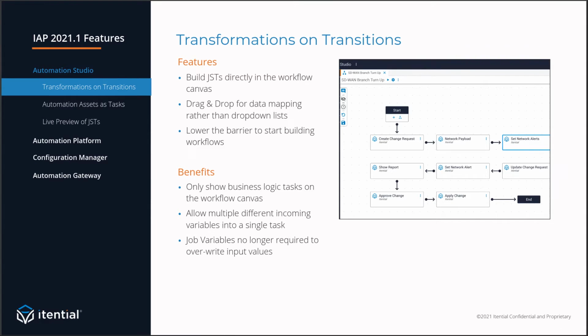And going forward, instead of having a specific transformation task here, which kind of clogs up the canvas and has more tasks than you actually would need for a workflow, we now can put them on transitions so that your workflow stays clean. It's easier to manage, and you really see the high-level business processes and not the specific data manipulation tasks that you don't really care about on that level.